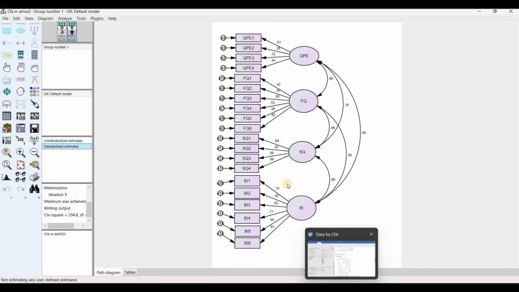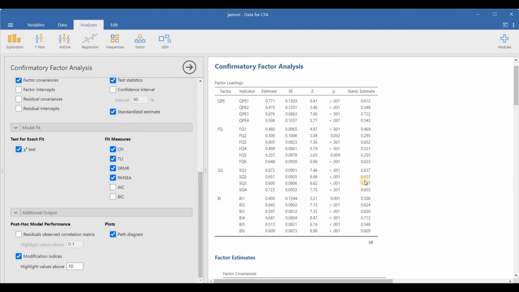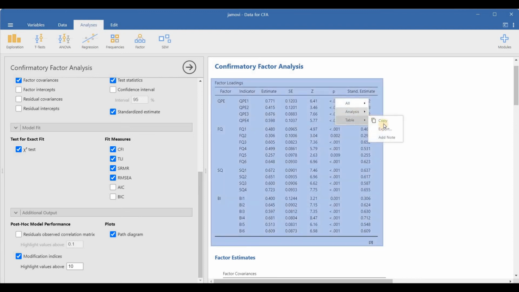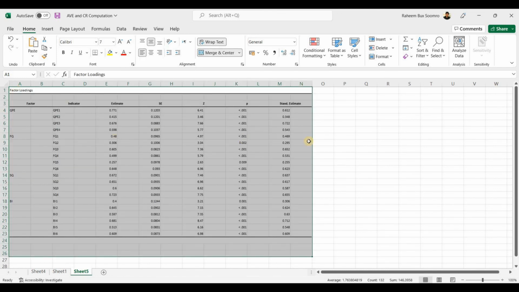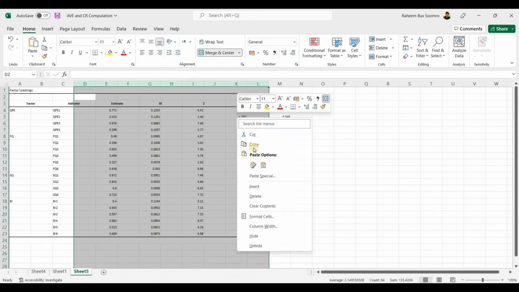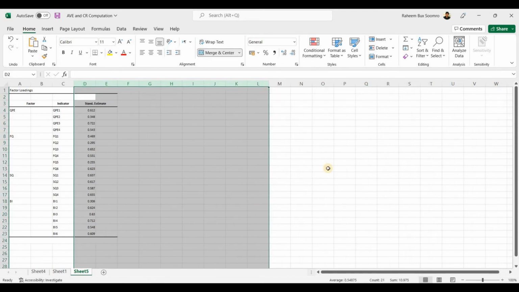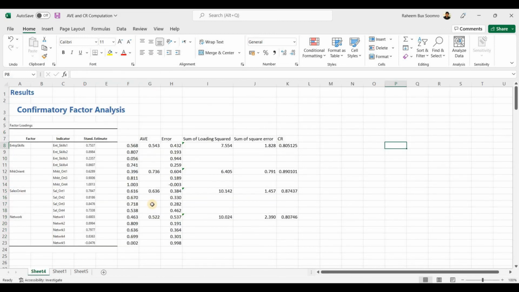Now we have almost got all these things. Last but not least, we have to check the CR and the AVE. For this one, you have to select copy. We are pasting here. Now our standardized values are here. We are interested only in these ones. The rest of the things we have to delete. So now these values are there in which we are interested, and we are copying them.